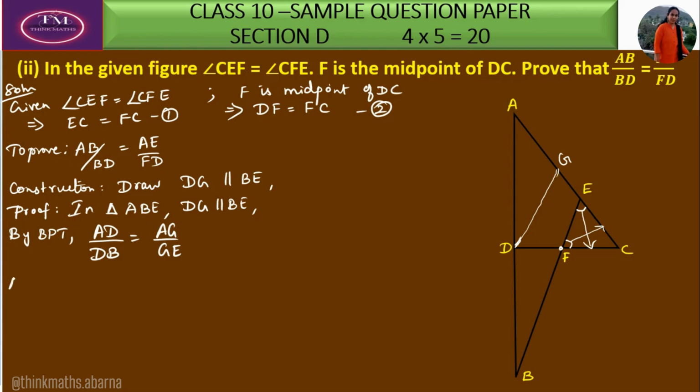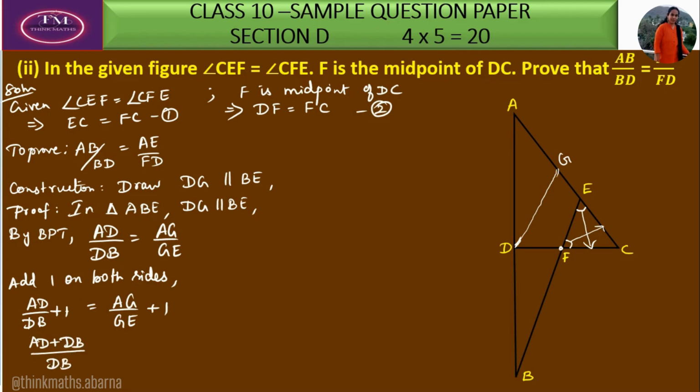Okay. So now I am going to add 1 on both sides. So we will get AD by DB plus 1 equal to AG by GE plus 1. So AD plus DB divided by DB. If we take DB as LCM, you have to multiply this 1 by DB. In the same way here, you will have AG plus GE divided by GE. Because in the given it is AB. To bring AB to the numerator, we already have BD in the denominator. To change this AD to AB, we have to add 1. So if we add 1 in the numerator, we will get AD plus DB.